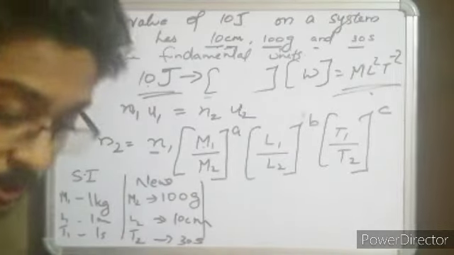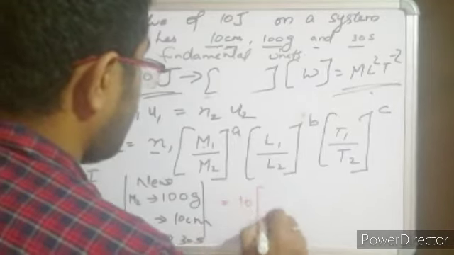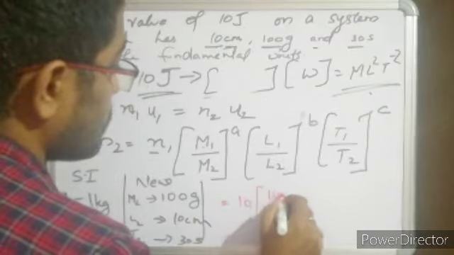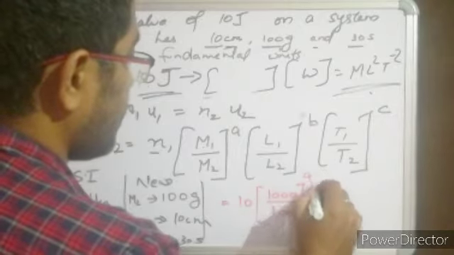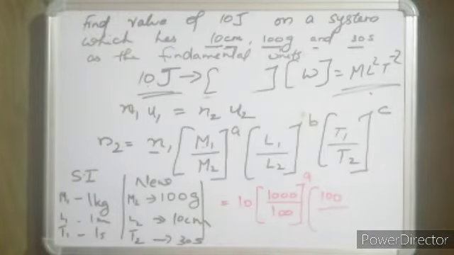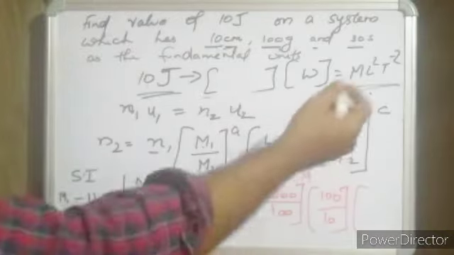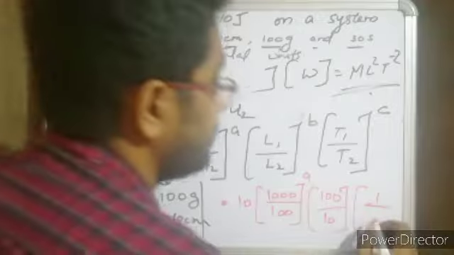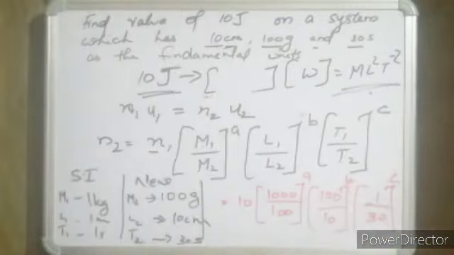So if I make that particular substitution here, that is equal to 10 into, m1 is 1 kilogram, so that is 1000 gram divided by 100 to the power a. 1 meter is equal to 100 centimeter, so 100 divided by 10 into, T1 is 1 second, but in the CGS system it is given as 30, so 30 to the power a, b and c, right?